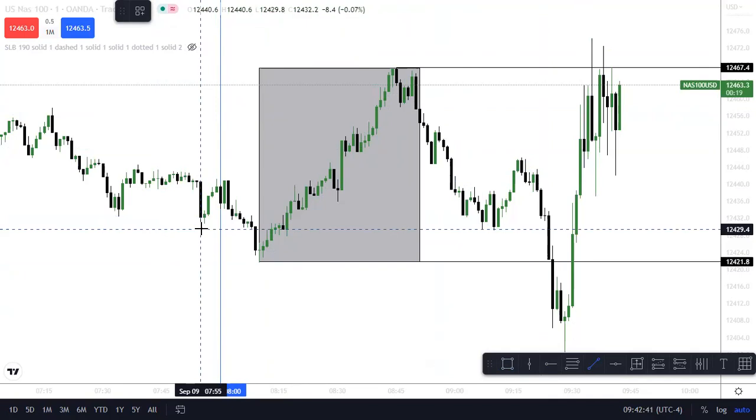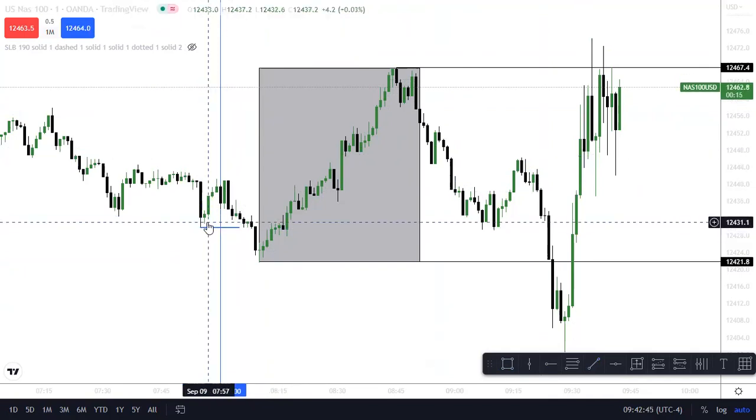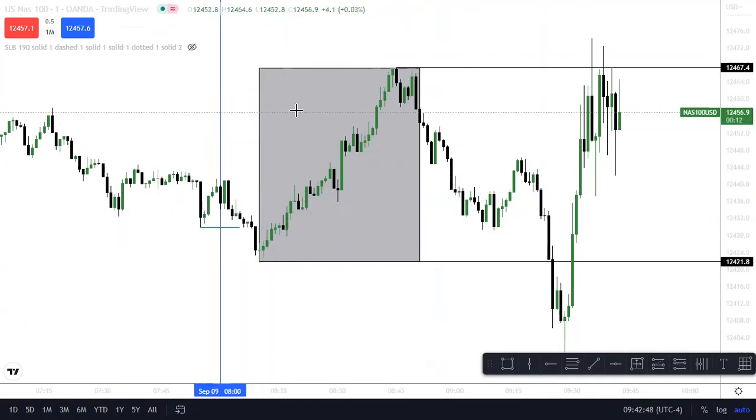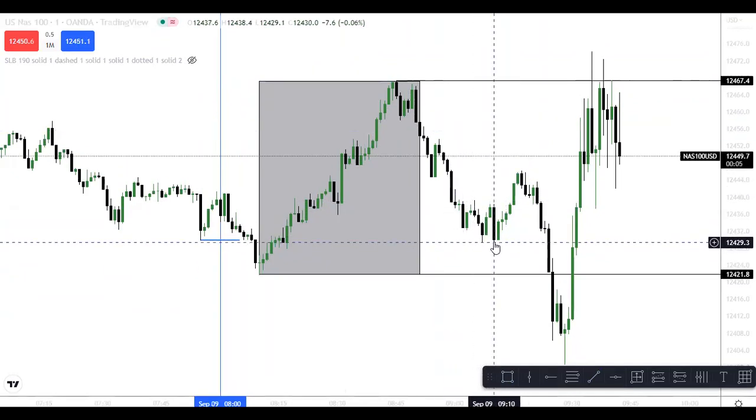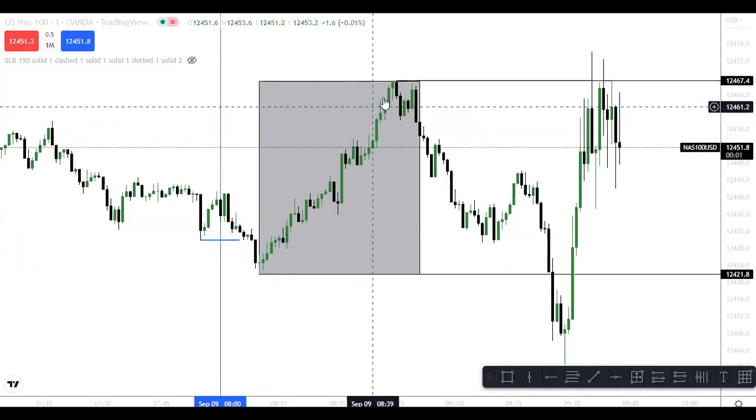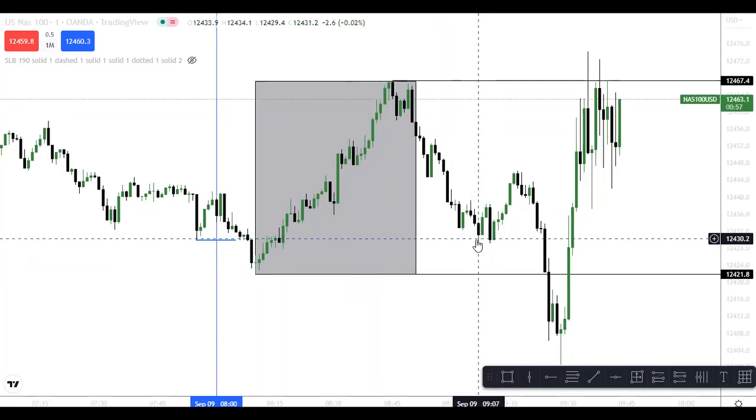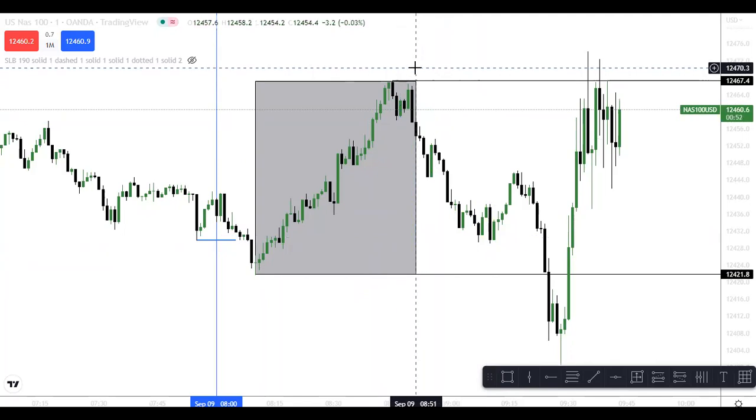Sell side swept here. Hashtag Friday's low. I mean, New York low. So sell side is already swept here. Price is trading down. This is not going to be a buy. Sell side swept right here, and we pushed higher. This is not a buy. Maybe a buy scalp, but this is not a buy to buy side.